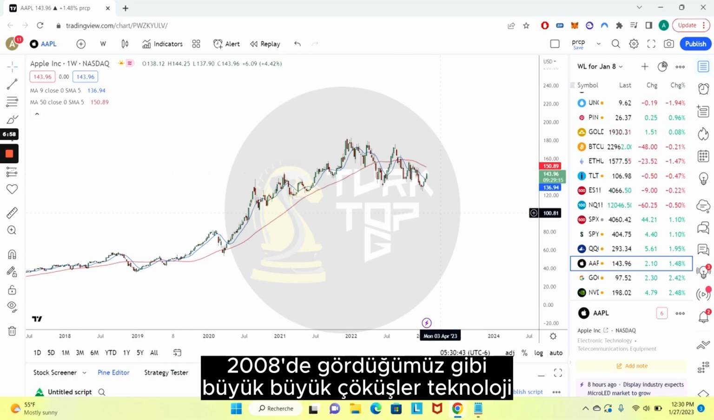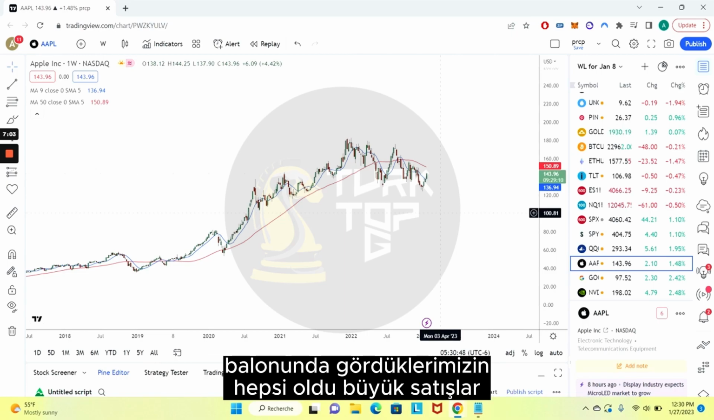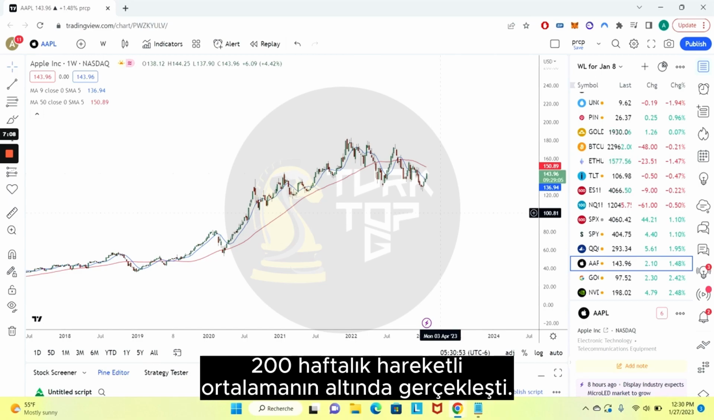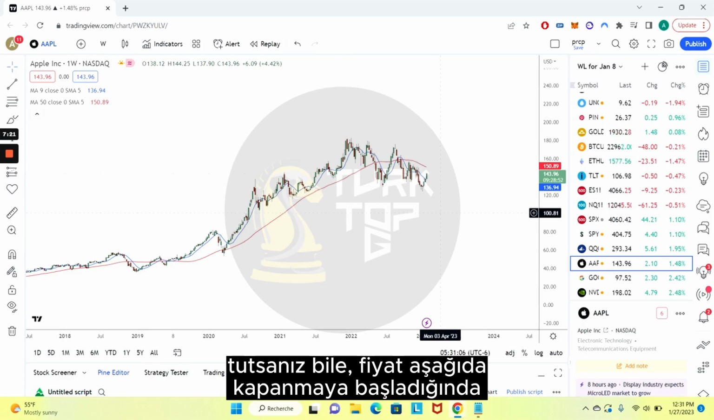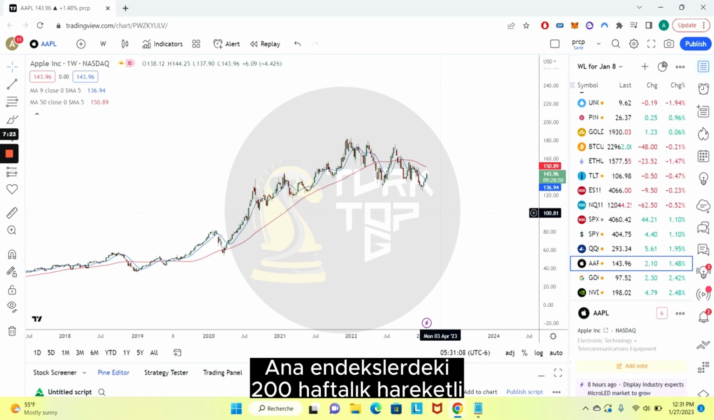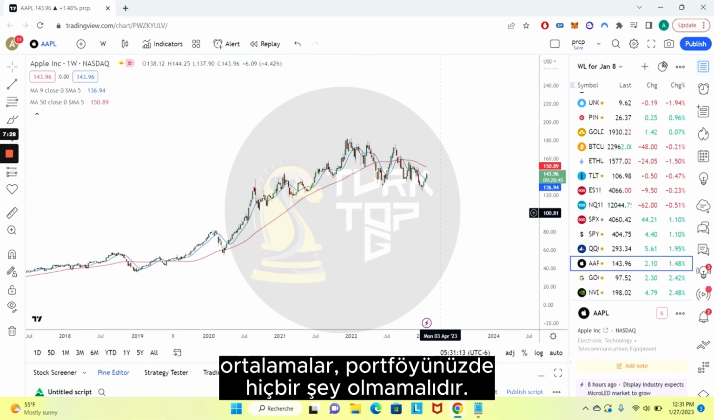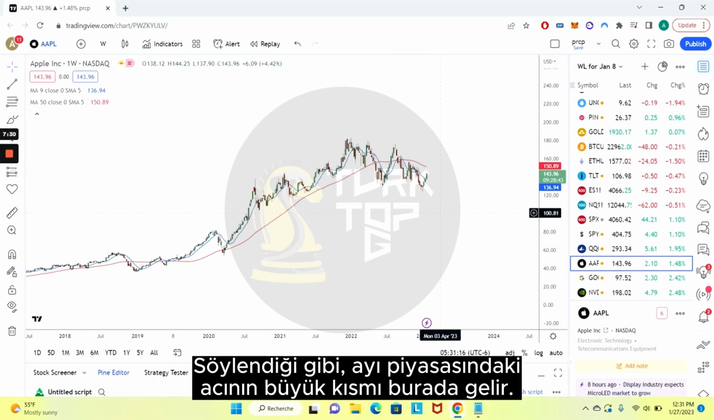The big crashes like the ones we saw in 2008, the ones we saw in the tech bubble, all those happen. The major sell-offs happen below the 200-week moving average. So let's say you are a long-term investor with a large horizon, let's say 10 years or something. Even if you hold through the short-term variations, once price starts closing below the 200-week moving average on the major indices, you should have nothing in your portfolio. Like that's it. That's where the majority of the pain in a bear market comes.